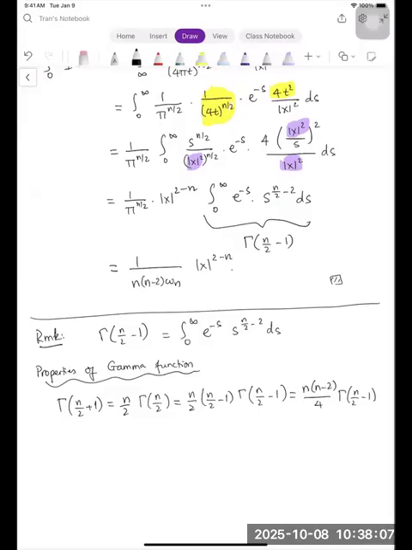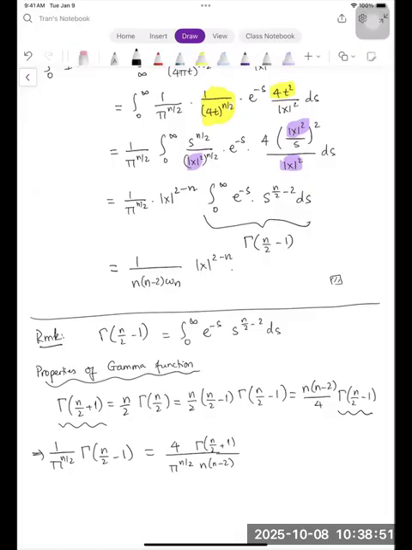So this gives us the fact that 1 over pi to the n over 2 times gamma of n over 2 minus 1 equals, I'm going to relate gamma of n over 2 minus 1 with gamma of n over 2 plus 1, by this relation. I see that this equals 4 over pi to the power n over 2 times n times n minus 2 times gamma of n over 2 plus 1. Okay, I have this relation.